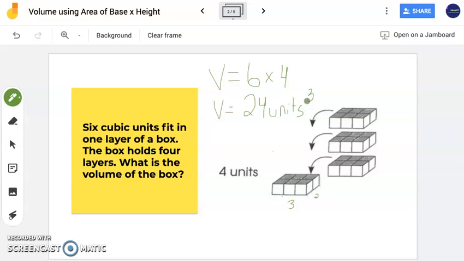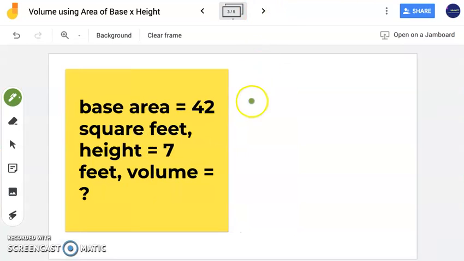When you are finding the volume of rectangular prisms, you can simply do the area of the base times your height, or length times width times height. That is all you need to do to find the volume. In this next problem, you are given a base area of 42 square feet. Your height is 7 feet. You are asked to find the volume.